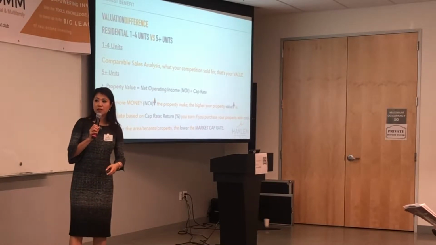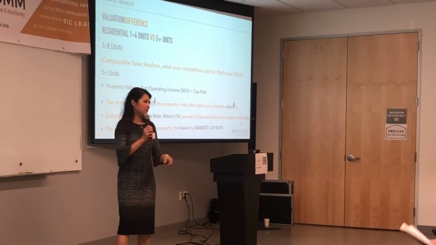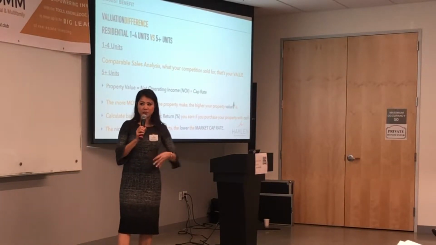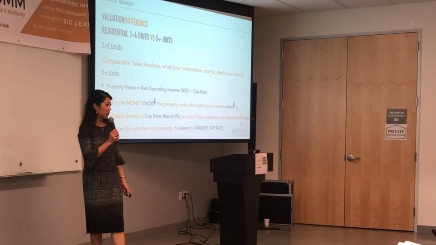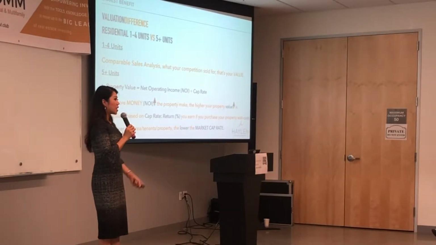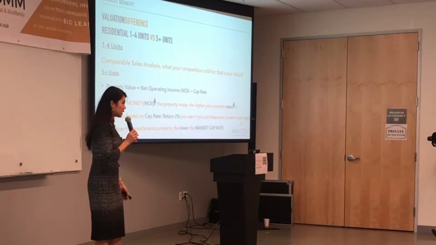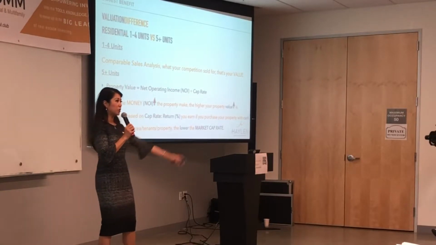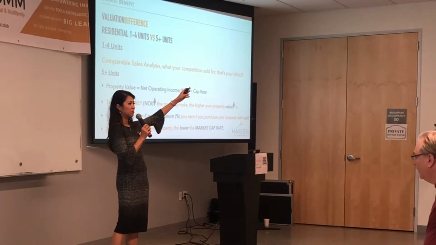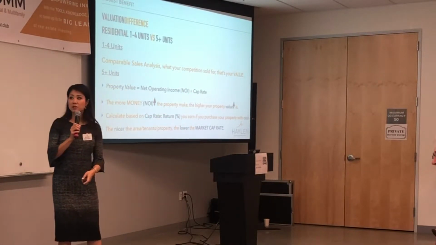The nicer the area, or the better the tenants are, it doesn't matter if they're nice or not, but the higher quality the tenants are, then the lower the market cap rate is going to be. As an example, the market cap rate in Sunnyvale, Cupertino is 2%, 3% maybe. If it's 3%, that's pretty good. But if you go to Stockton, it would have been what, 7%? Around there. So that's a big difference, right?